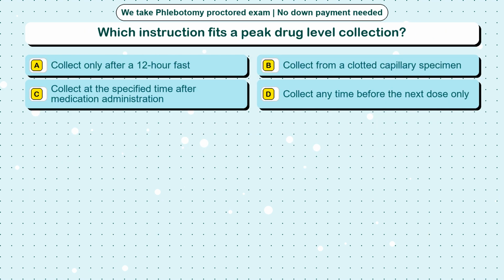Question 85. Which instruction fits a peak drug level collection? Option A. Collect only after a 12-hour fast. Option B. Collect from a clotted capillary specimen. Option C. Collect at the specified time after medication administration. Option D. Collect any time before the next dose only.